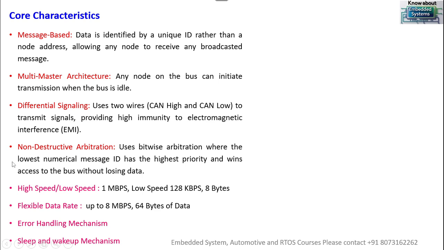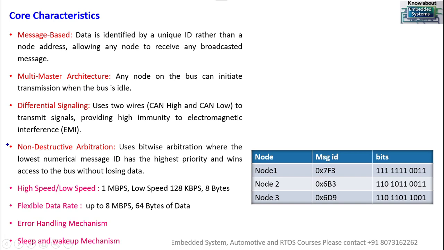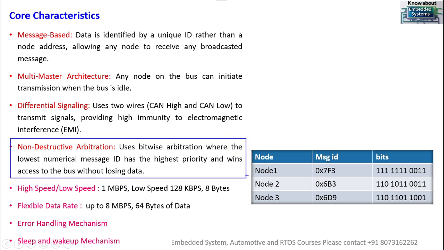The next point: CAN uses a non-destructive arbitration process. The CAN protocol uses a priority mechanism, and that priority mechanism is derived from the arbitration process. In I2C we have also seen arbitration; even in CAN there will be arbitration. To get this arbitration, we use a message ID. You can see here node 1, node 2, node 3. Node 1, nothing but ECU1, is sending some message ID, ECU2 is sending some message ID, and ECU3 is also sending some message ID. So which message has to be prioritized?